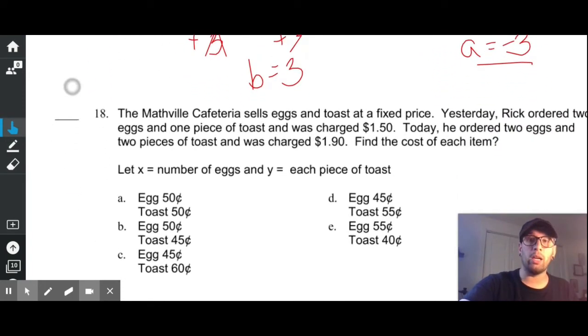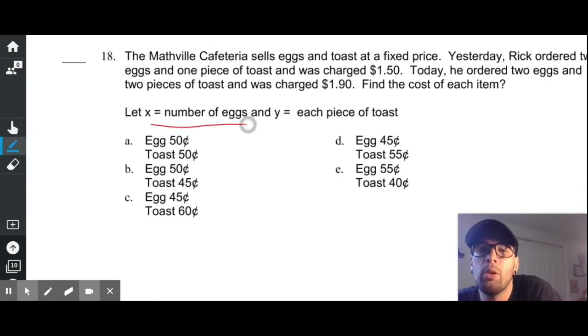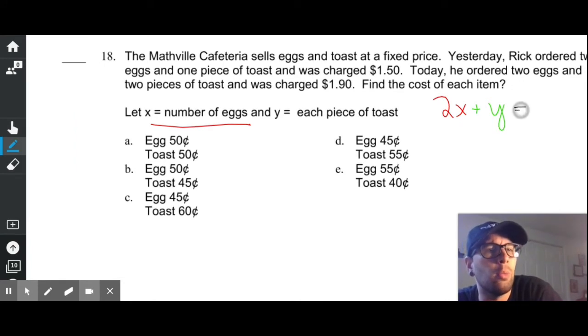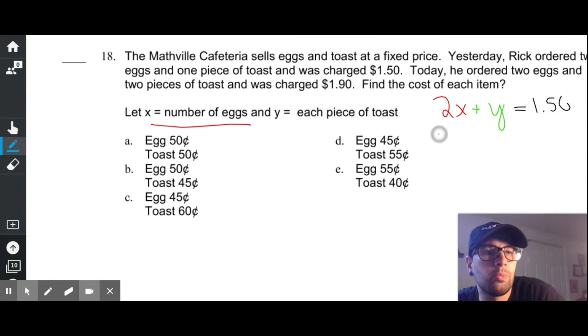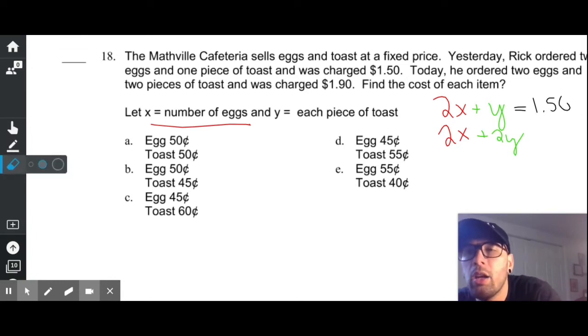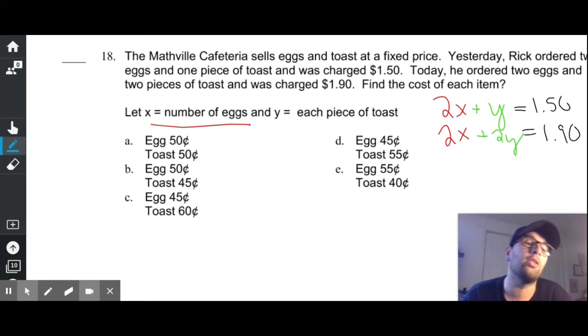Speaking of a problem that looks very similar, the Mathville cafeteria is at it again, selling their eggs and toast. Yesterday, Rick ordered two eggs. X is the number of eggs. He ordered two eggs, and he ordered one piece of toast, and it cost him $1.50. I feel like it was $1.40 last time, so maybe this problem's different. Also, he ordered two eggs, so let's get our red back out. And two pieces of toast, just like the last one. Let's get our green out. And all of that cost $1.90.